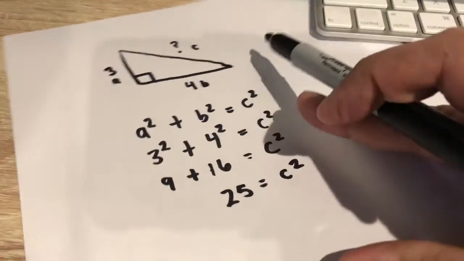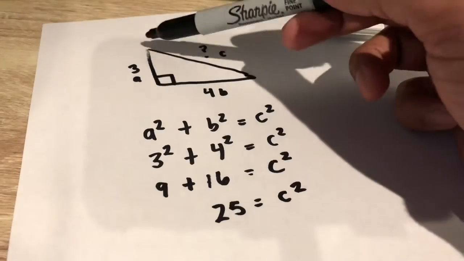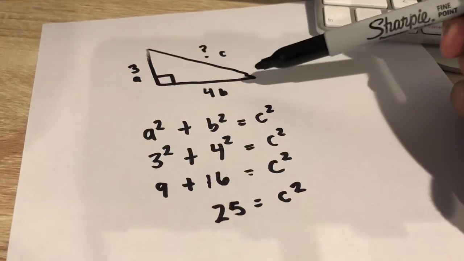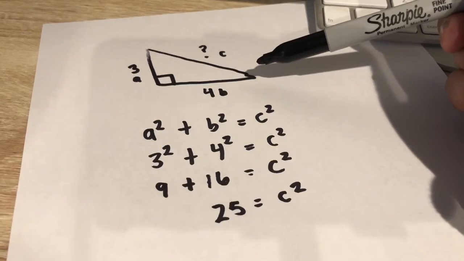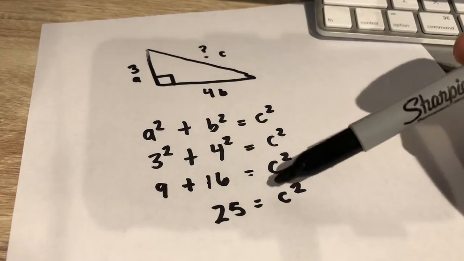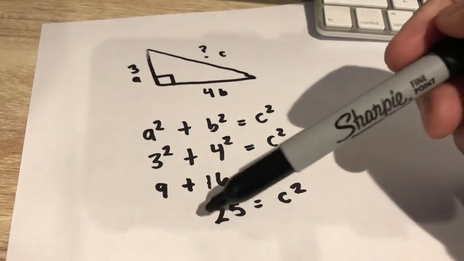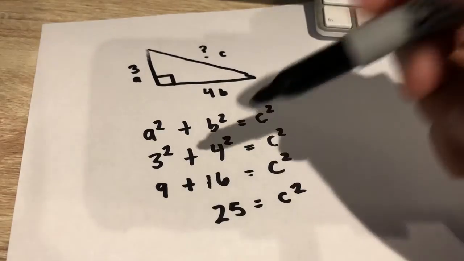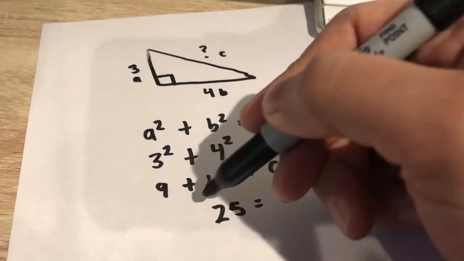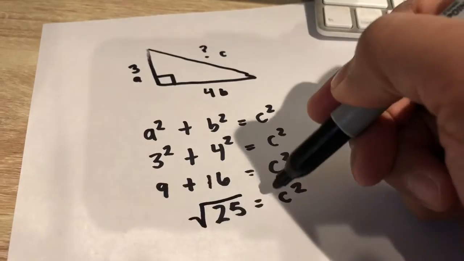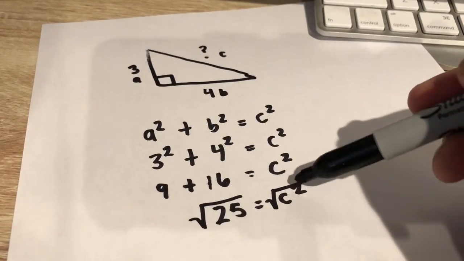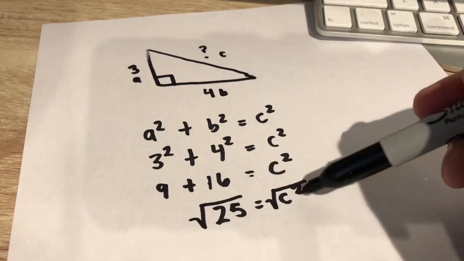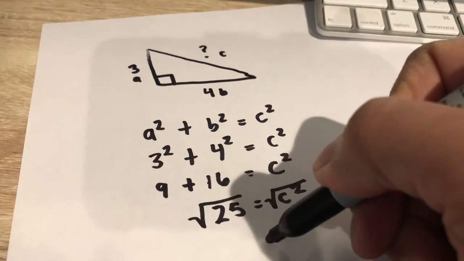Now, 25 is not the length of the unknown side. That doesn't really make sense. If this side was 3 centimeters long and this side was 4 centimeters long, it wouldn't make sense if this side was 25. That would be way too long. So we sort of have to undo this operation on both sides. Now the way to do that is to take the square root of both sides. So we're going to take the square root of that side, square root of that side, and the square root and the squared sort of cancel each other out. So you're left with C on this side.